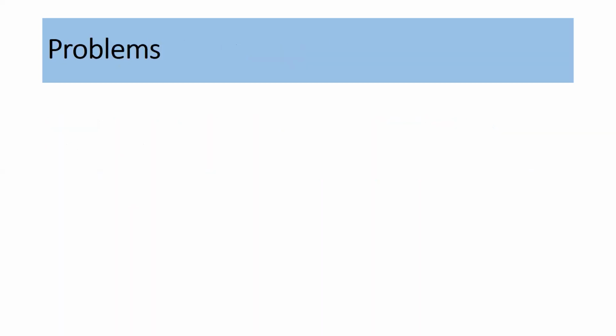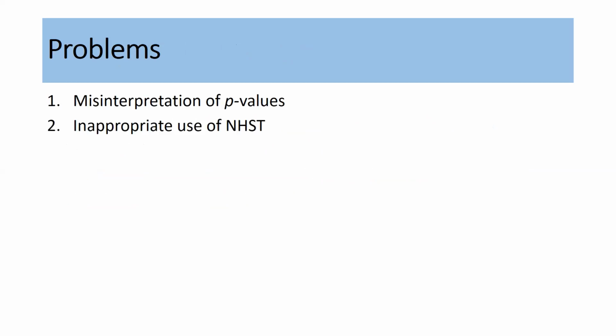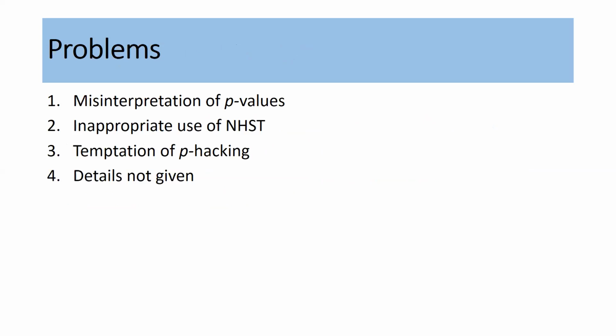So the problems that I'm going to be talking about today are the misinterpretation of p-values, the inappropriate use of null hypothesis statistics testing, the temptation of p-hacking and all that goes with it, the problem of not giving enough details in order to be able to interpret p-values in published articles, and what I feel is the underlying problem, academic pressure.